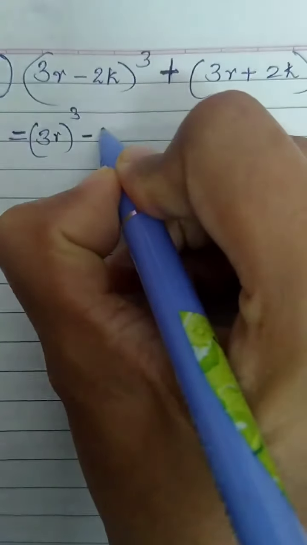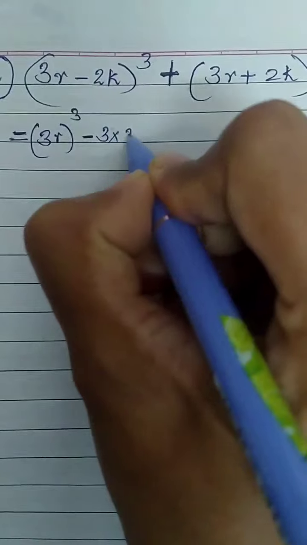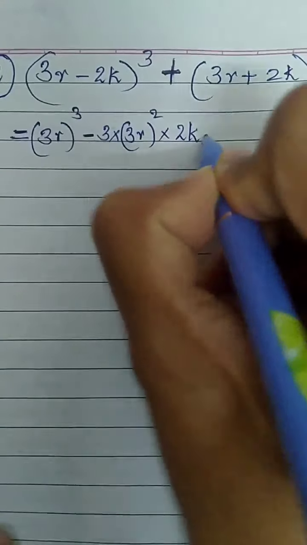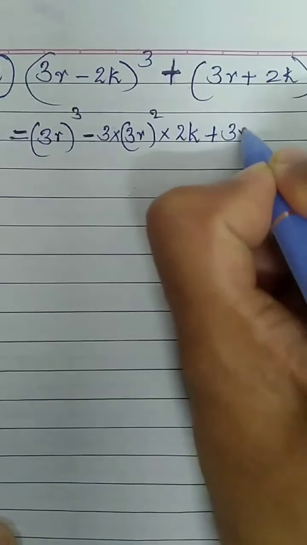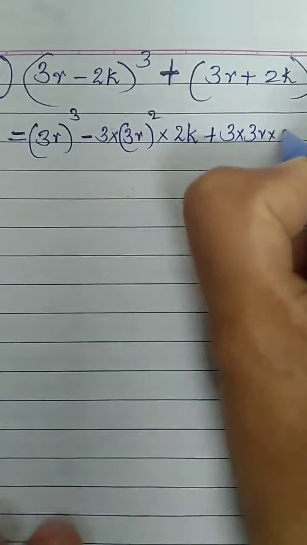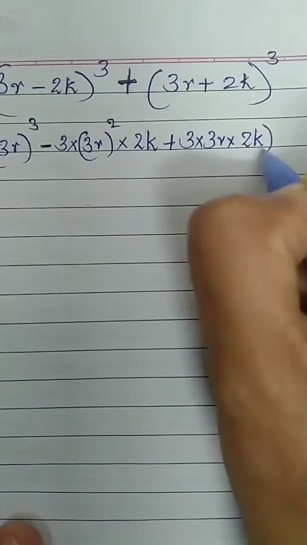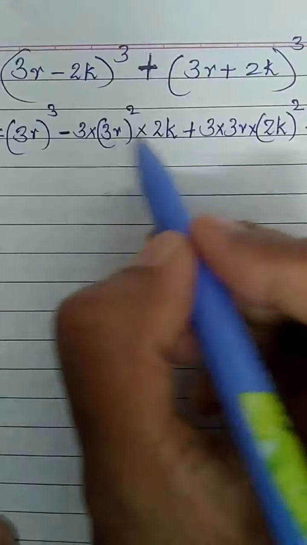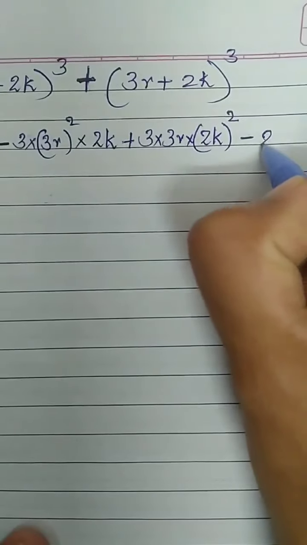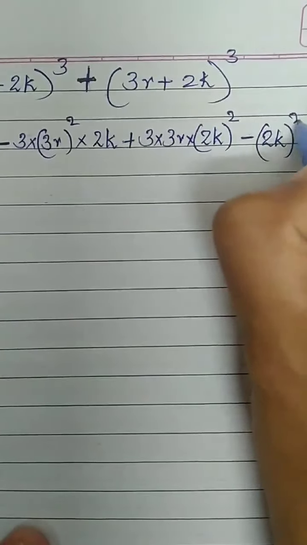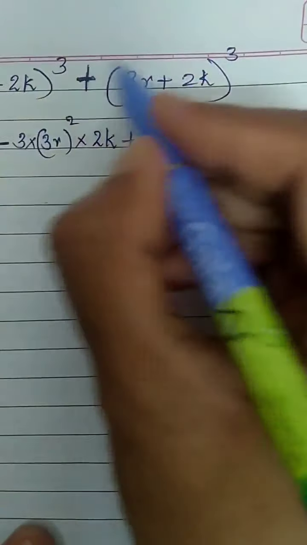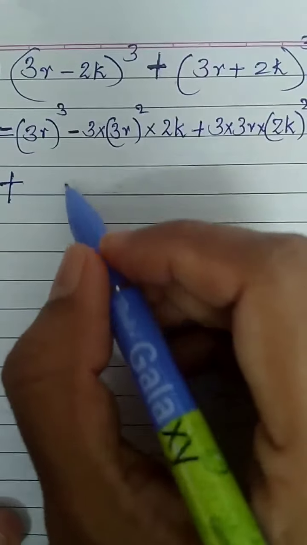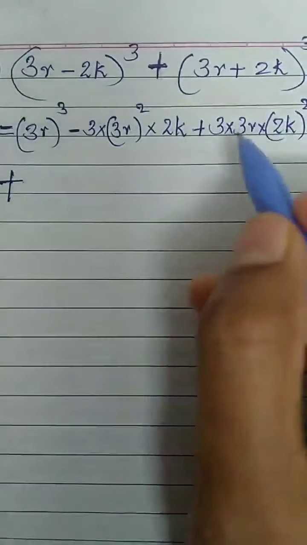minus 3 into 3r square into 2k plus 3 into 3r into 2k square minus, correct no? Minus plus minus 2k the whole cube. Then we have plus sign. To be clear, I am leaving one line. You also leave so that you can understand your own handwriting.